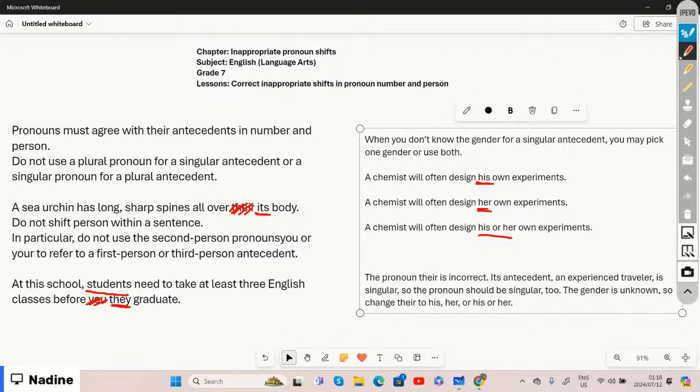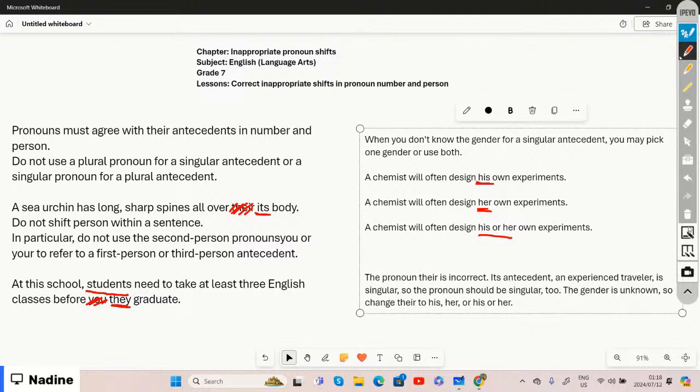All right. So when it also comes to the pronoun, right? And when your pronoun is incorrect, or let's say when we use the word they, which is the pronoun. So the pronoun they is incorrect, which we are talking about if we were to use, a chemist will often use their own experiments, right? It is incorrect because the antecedent is something different.